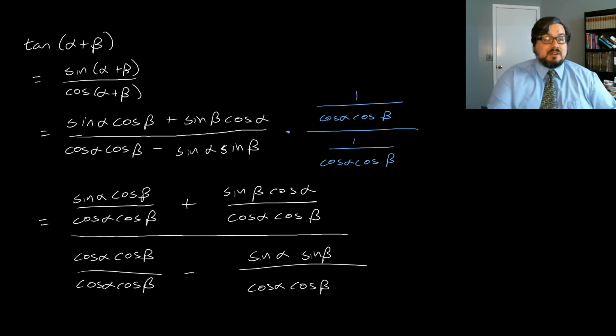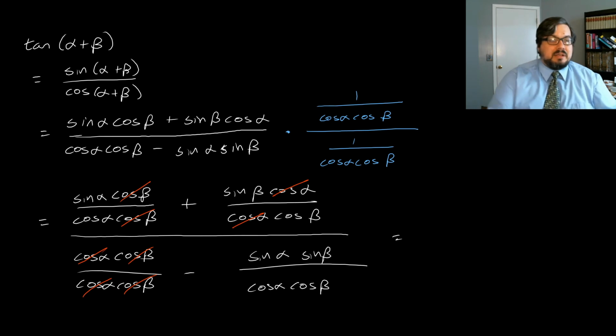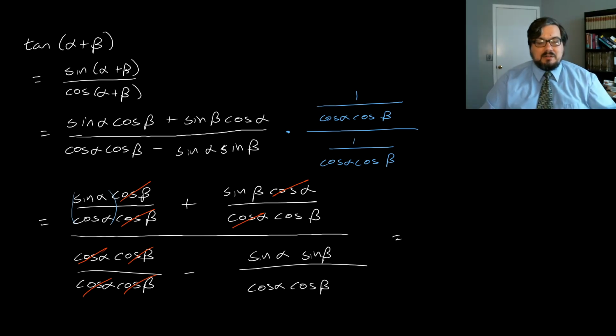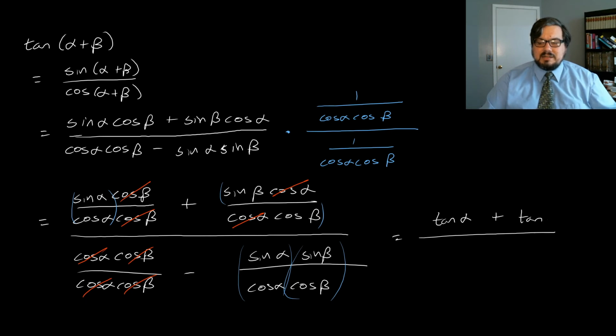And now we can start simplifying. We have a lot of cancellation that happens. Cosine betas cancel here, cosine alphas cancel here, cosine alphas and cosine betas cancel here, and a whole lot of things turn into tangents. Sine alpha over cosine alpha is tangent alpha, sine beta over cosine beta is tangent beta, and similarly down below. So we're left with tangent of alpha plus tangent of beta over 1, because everything canceled out in that first term, minus tangent of alpha tangent of beta.